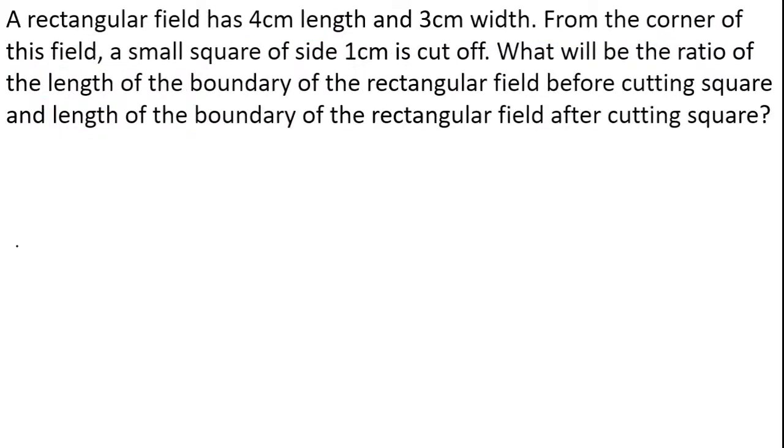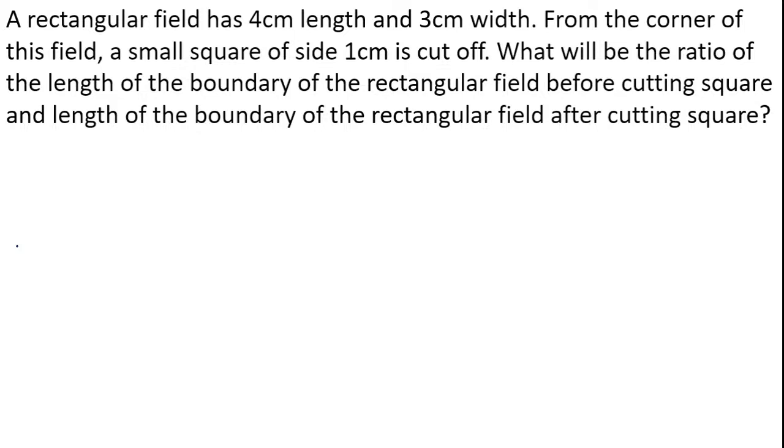Moving on to the next question. A rectangular field has a 4 cm length and 3 cm width. From the corner of this field, a small square of 1 cm is cut off. What will be the ratio of the length of the boundary of the rectangular field before cutting the square and the length of the boundary of the rectangular field after cutting the square?